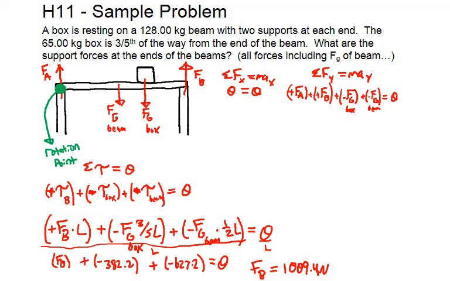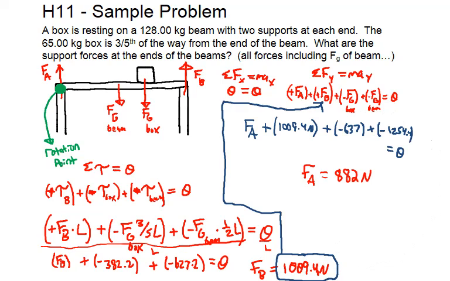So this is what the support of FB will have to hold, 1009.4. So if we think about it, the box is closer to FB, right? So because it's closer, it's going to have to support more. So we know that once we place this into here and figure out what's going on with FA, FA is going to be less than FB. And so we'll place that in there, and we get for FA 882.